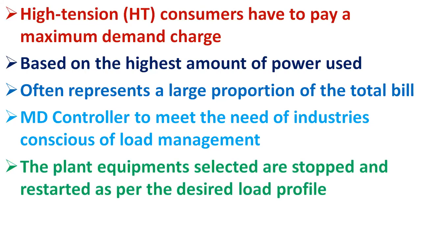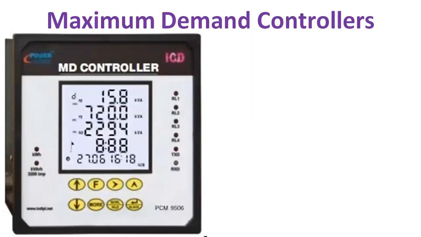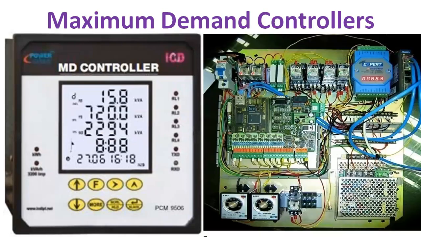Considerable savings can be realized by monitoring power use and turning off or reducing non-essential loads during such periods of high power use. A maximum demand controller, on the other hand, is a device designed to meet the need of industries conscious of the value of load management. An alarm is sounded when demand approaches a preset value. If corrective action is not taken, the controller switches off non-essential loads in a logical sequence.